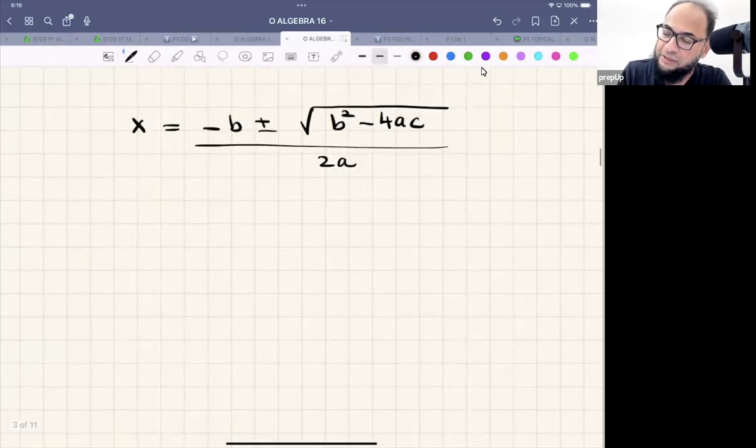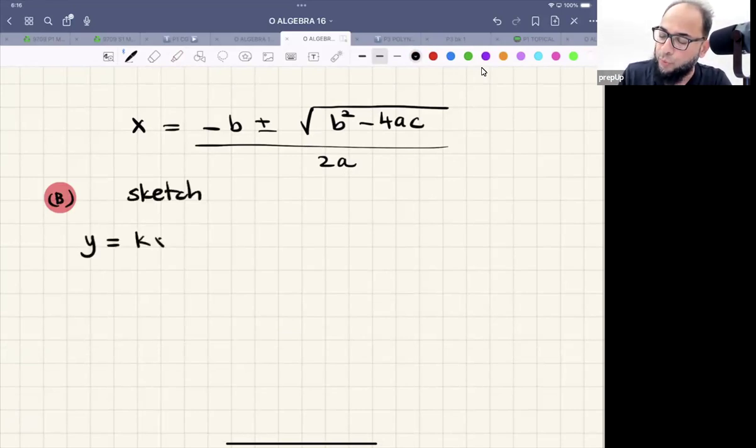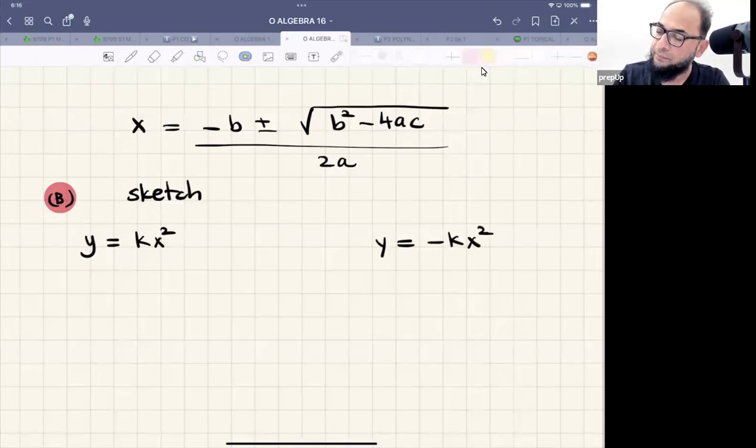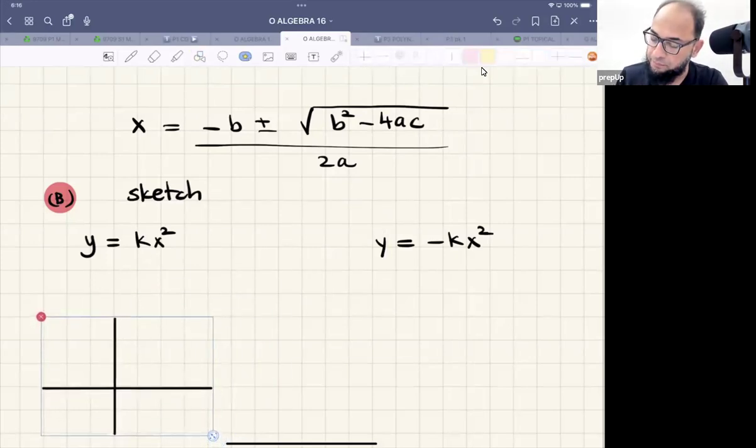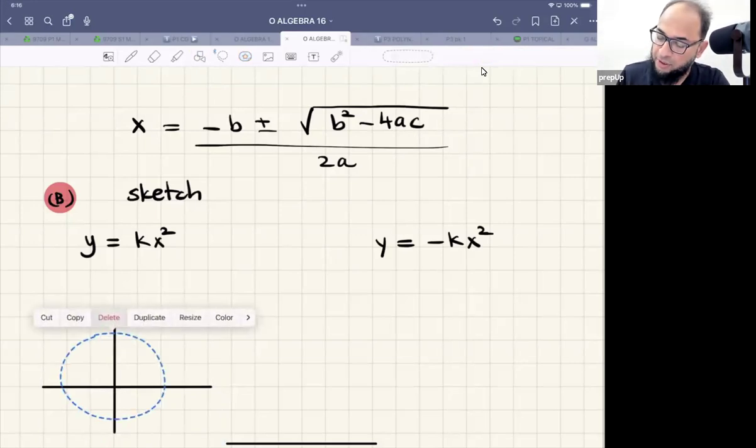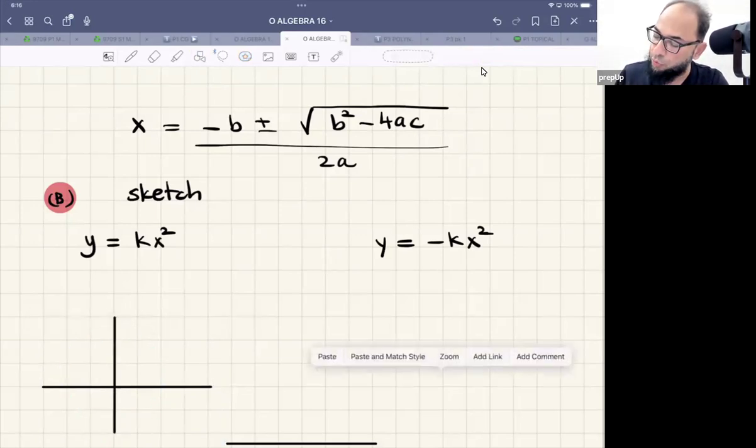Now, if I focus on the second application, that could be in terms of a sketch. We know that y is equal to kx square, y is equal to negative kx square. And if I draw a small grid over here, so just let me plug in this thing over here. And the same thing, let me copy it, let me paste it over here.